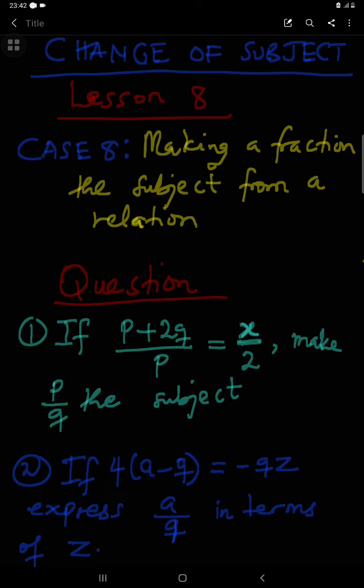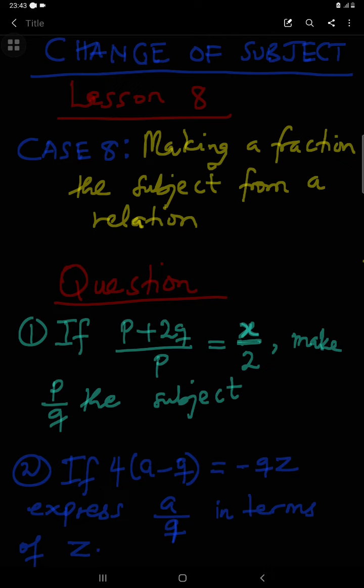So when they are asking us to make a fraction the subject from a given relation, where the fraction is expressed in terms of two different letters, how are you going to do that? That is what I want us to look at. So let's take typical examples. We have two questions on the board. I want to do one for you, then you try the other one and see.